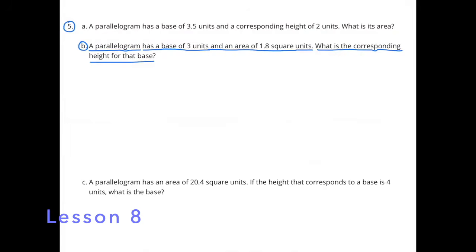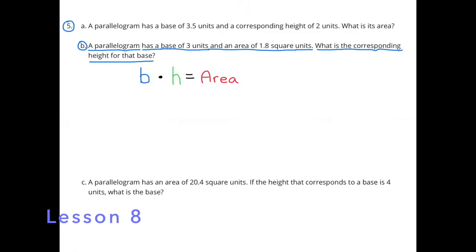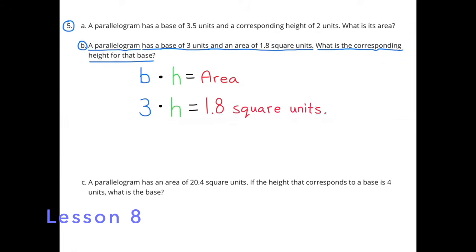B. A parallelogram has a base of 3 units and an area of 1 8/10 square units. What is the corresponding height for that base? They told us that the base is 3 units and that the area is 1 8/10 square units, but they haven't told us the height, so we need to figure out the height. Base times height equals area. The base is 3, the height is unknown, and the area is 1 8/10 square units. So we need to find out what number times 3, or 3 times what number, equals 1 8/10.